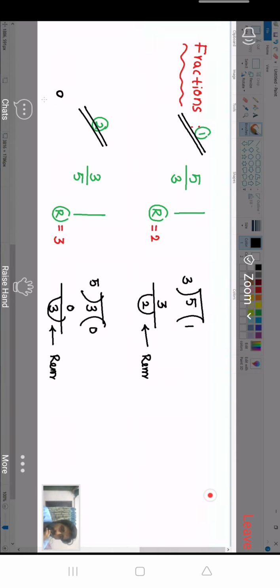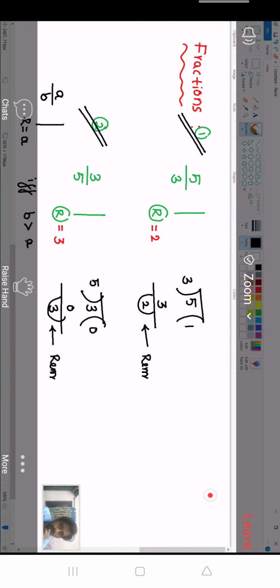Whenever we have any base, A by B, I want to find out the remainder of it. A by B remainder is going to be A itself, if and only if your B value is more than the A value.